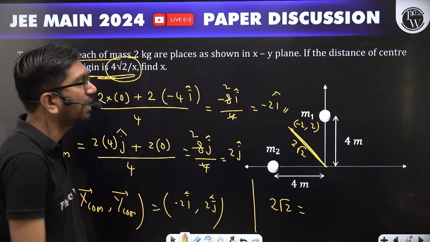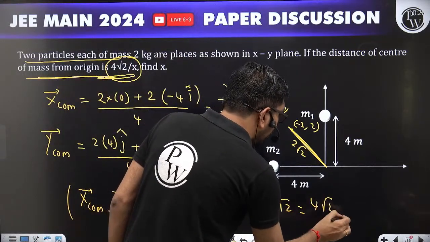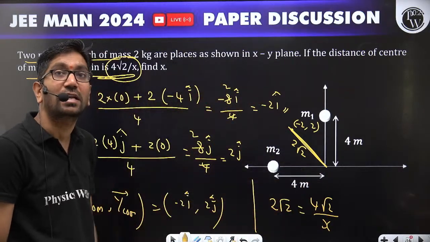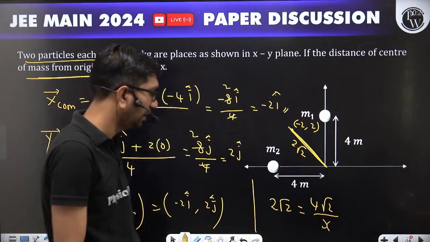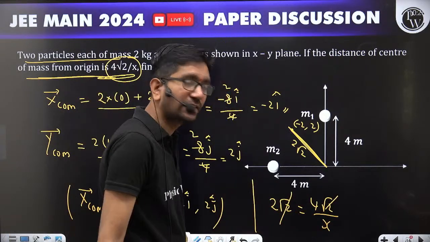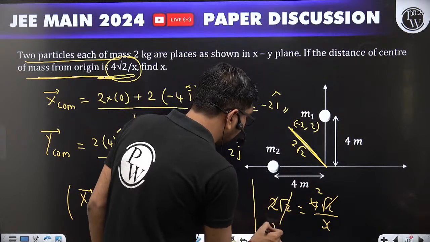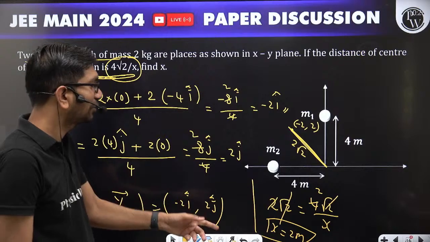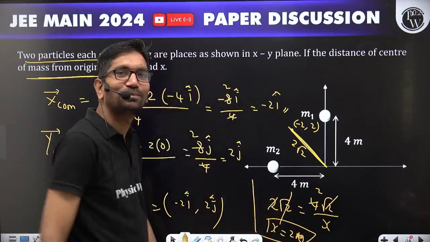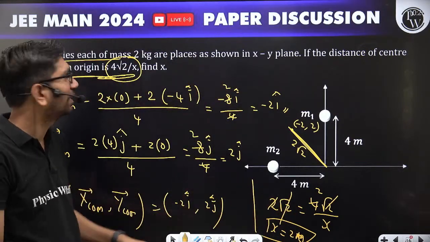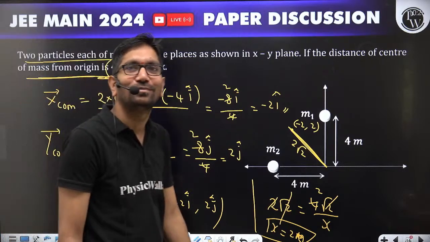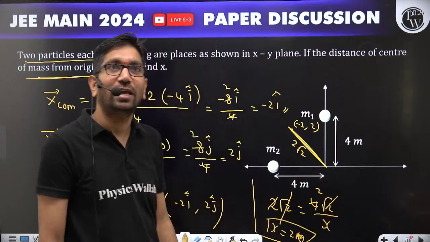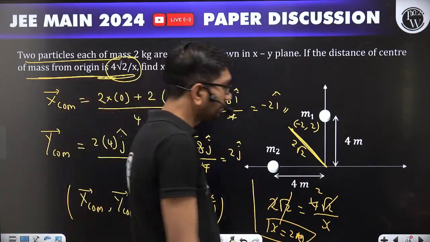4 root 2 by x. Because we are comparing the answer with this term, in order to calculate the x value, this one gets cancelled, beta. So 2 2s are, so final answer we got it as 2 meters. X value as 2 we get, right? X value is 2, okay. Yes, so this is also a direct formula based question, okay. Let us move toward the next question now.